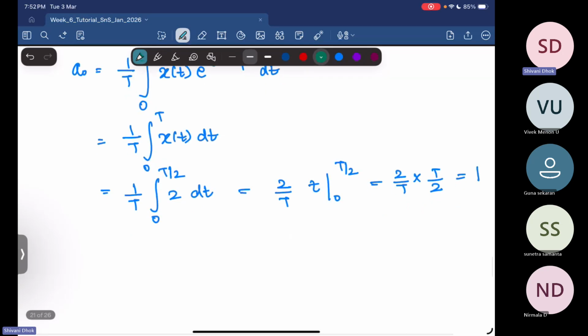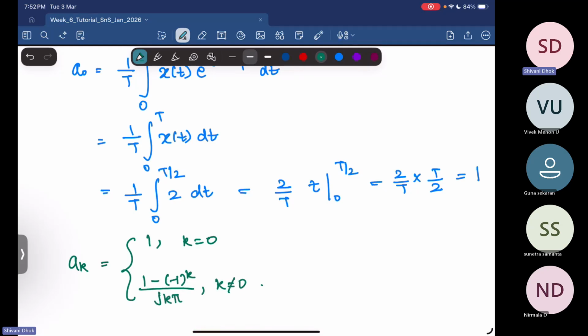So what do we have? We have this a_k as 1 for k equal to 0, and it is 1 minus 1 to the power k upon j k pi for k not equal to 0. So this is what we have here. Till this point, is it clear?